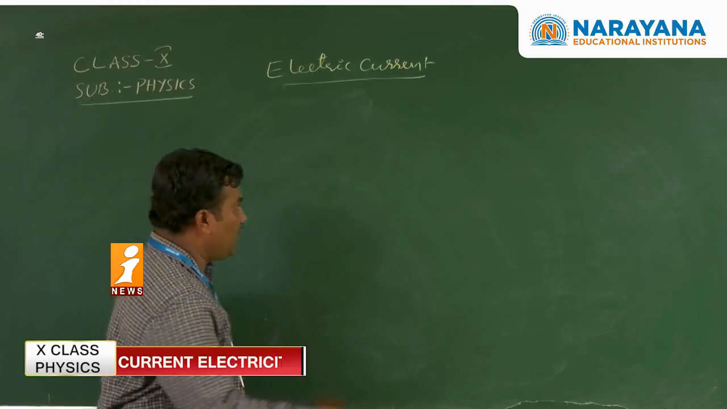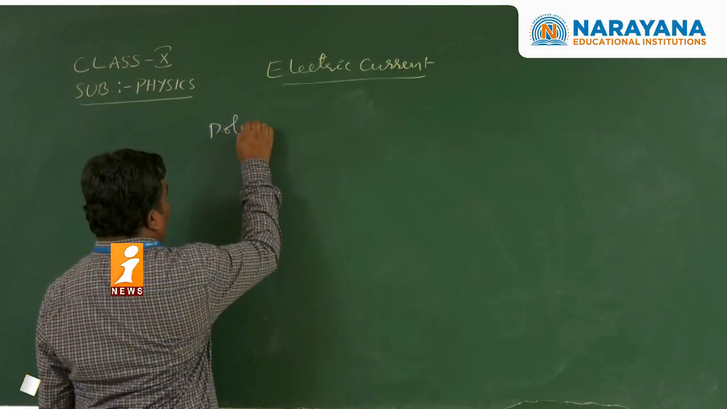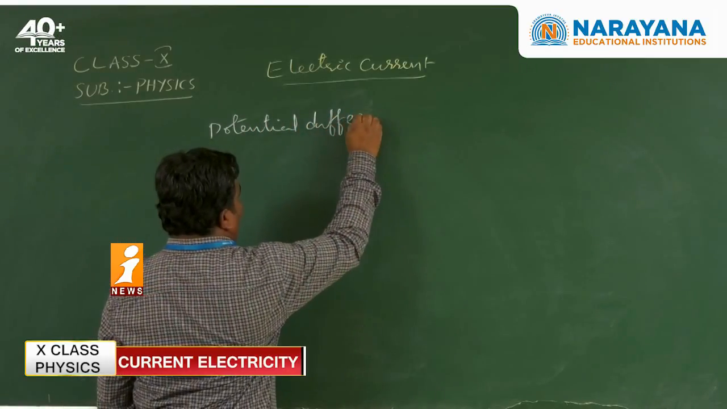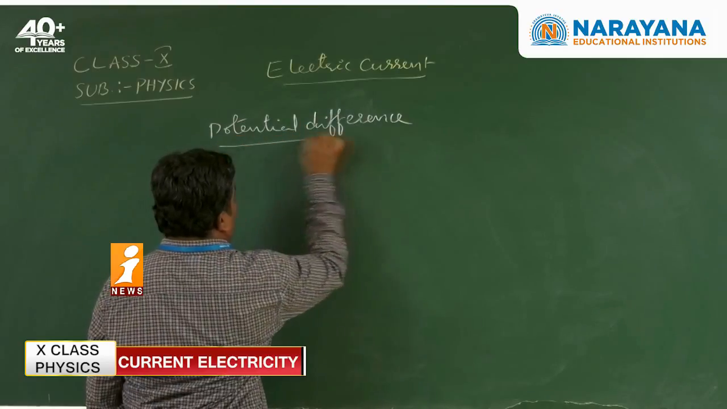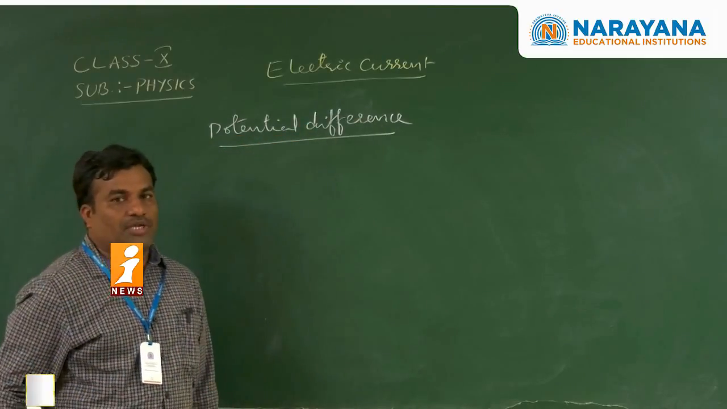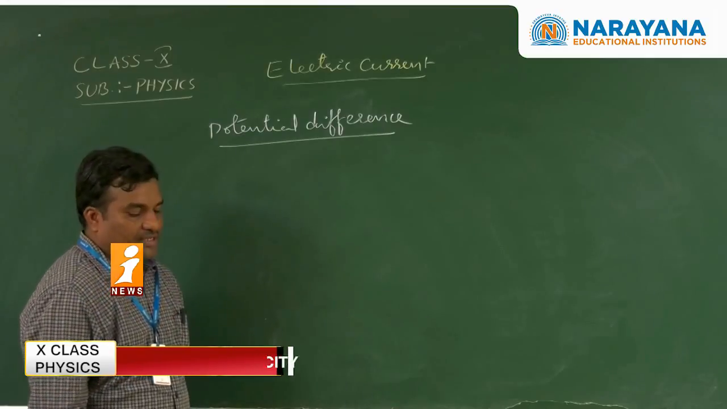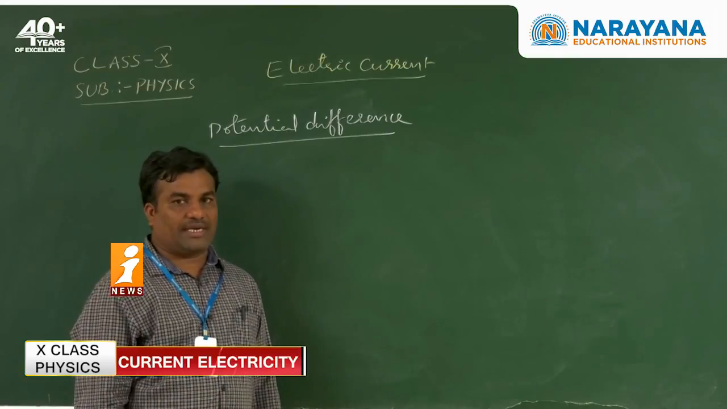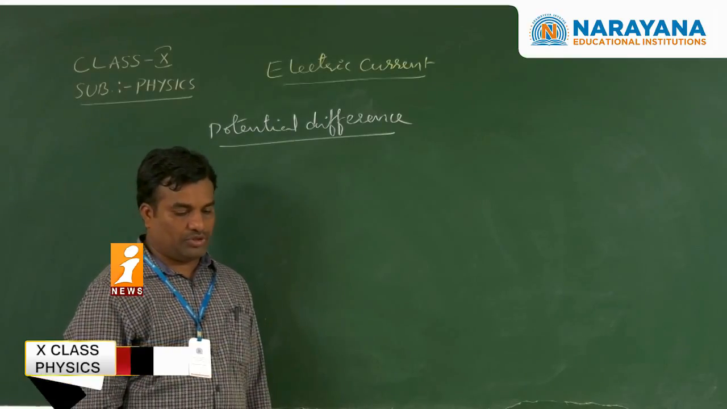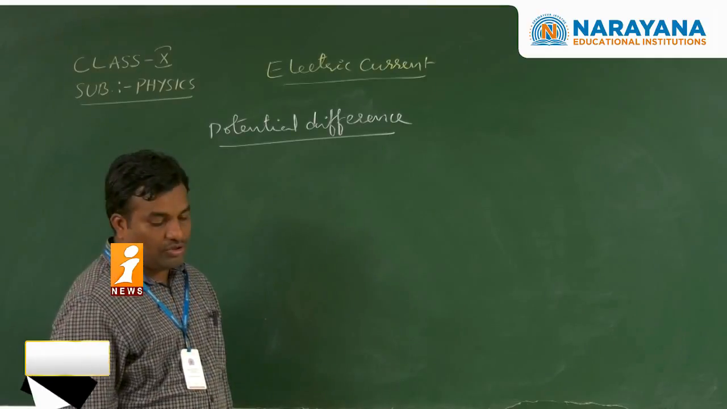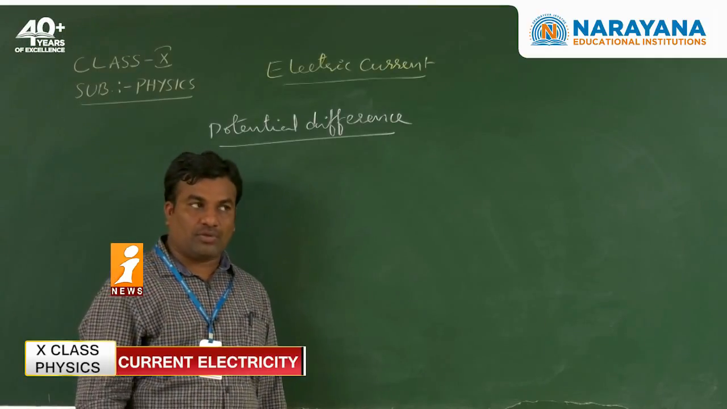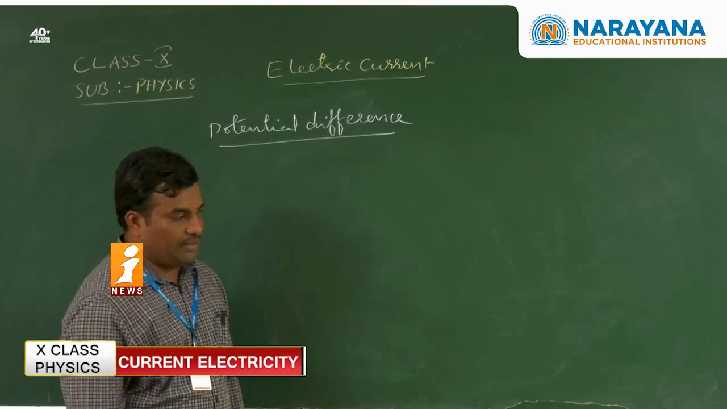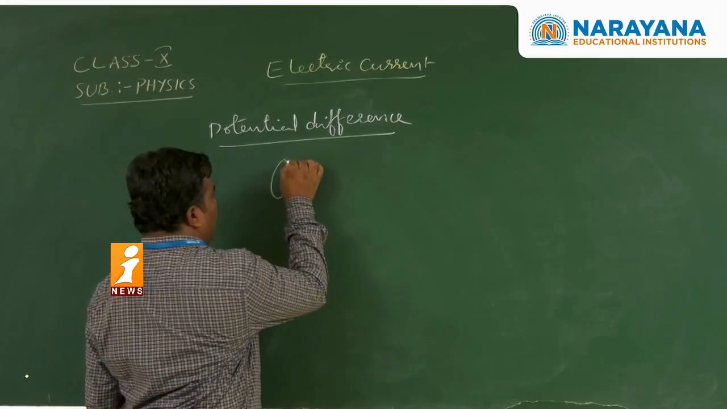Next point, potential difference. This is called PD, potential difference. Potential difference means the electrons or any charges can travel from one position to another position. When the conducting wires are connected to the terminals of a battery, the electrons can travel from one place to another place.